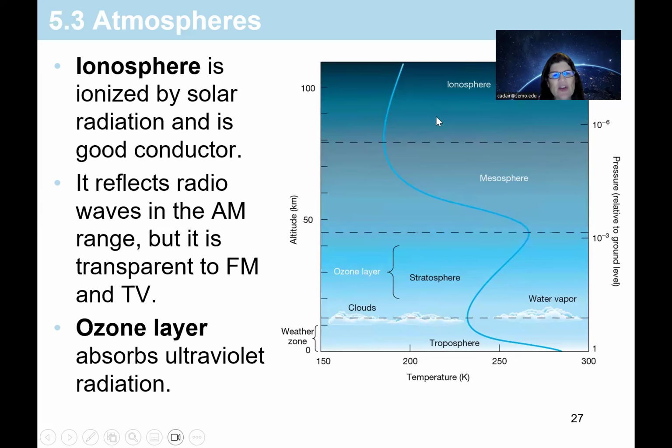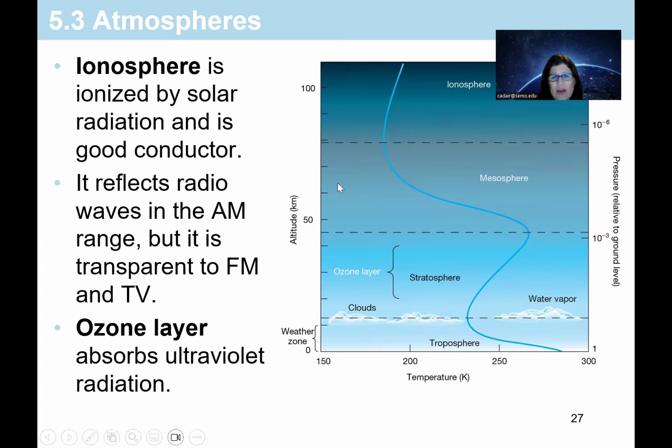The ionosphere is ionized by solar radiation. It's a good conductor. It reflects radio waves in the AM range, but is transparent to FM and TV. So aliens cannot get our AM transmissions, but they can get our TV and FM. If you are a fan of Futurama or Galaxy Quest, there are aliens that watch our TV shows.